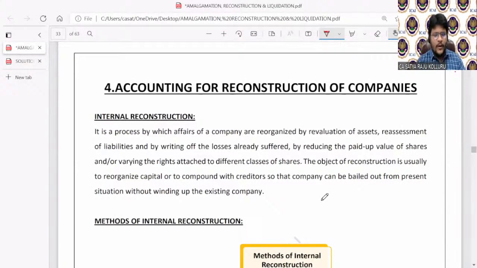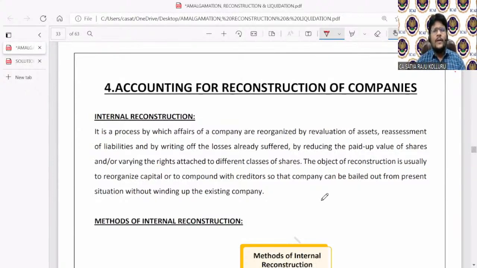We are in the new chapter, Accounting for Reconstruction of Companies. In the last couple of lectures, we completed the chapter Amalgamation. This is the time to start with a new chapter. Apart from this internal reconstruction, we have one more chapter in my schedule, which is liquidation of companies. We will see at the end.